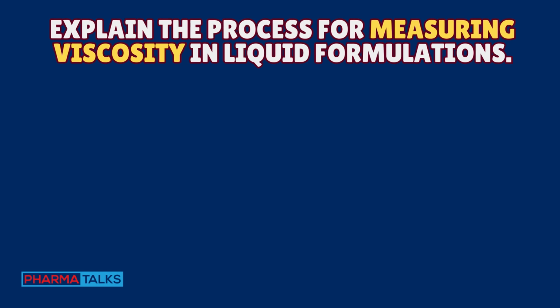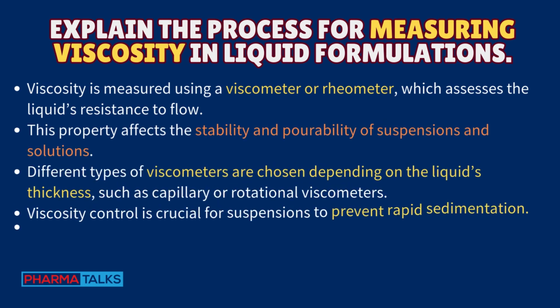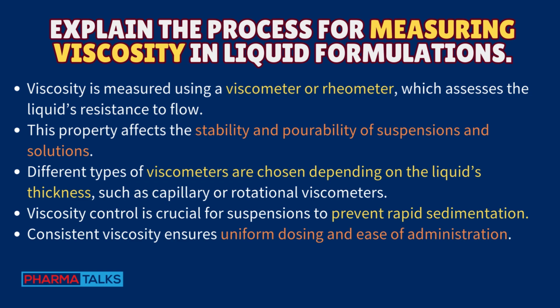Explain the process for measuring viscosity in liquid formulations. Viscosity is measured using a viscometer or rheometer, which assesses the liquid's resistance to flow. This property affects the stability and pourability of suspensions and solutions. Different types of viscometers are chosen depending on the liquid's thickness, such as capillary or rotational viscometers. Viscosity control is crucial for suspensions to prevent rapid sedimentation. Consistent viscosity ensures uniform dosing and ease of administration.